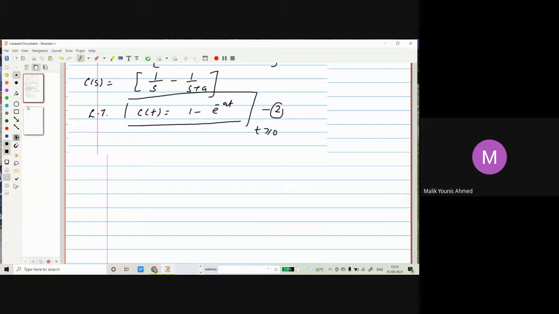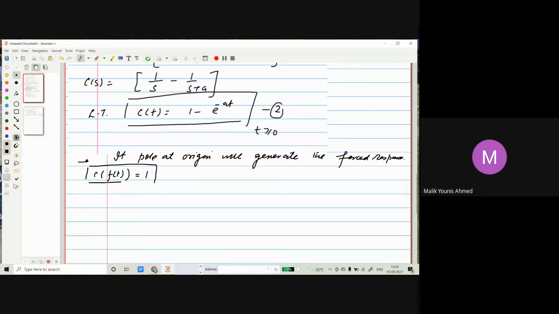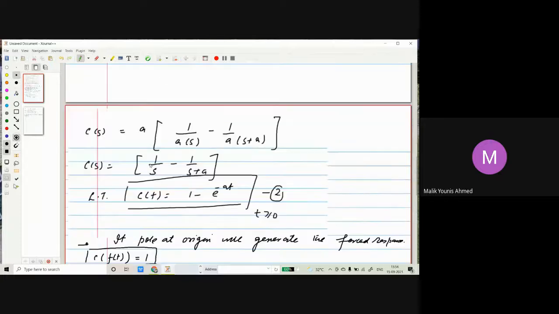the input pole at the origin will generate the forced response, that I have already told you. Okay, that is Cf. If we take Cf of t, that is equal to 1. This is the forced response that the input pole will be generating, that is 1 by s. Okay, pole at the origin we have seen.